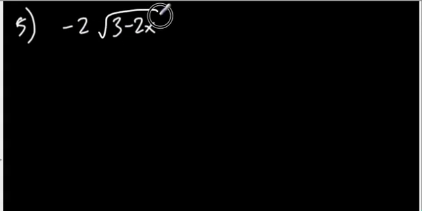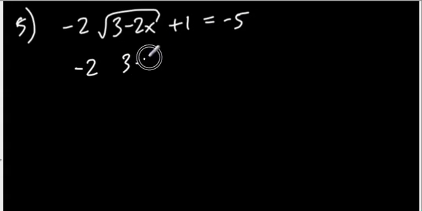Last two. All right, we're almost there. So negative 2 times the square root of 3 minus 2x, plus 1, is equal to negative 5. Okay. So we have to isolate this. First get rid of the 1, so we move that to the other side. So we get negative 2 times the square root of 3 minus 2x is equal to negative 6.